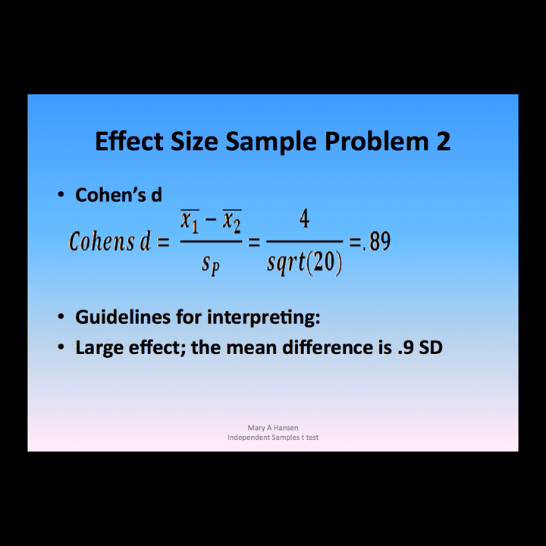We can compute the effect size for problem 2, again with a similar formula as the effect size for the one sample case. In the two sample case, we take a look at the difference in means divided by the pooled standard deviation, x bar 1 minus x bar 2 divided by S sub p. This value of 0.89 or 0.9 standard deviations indicates again a large effect.